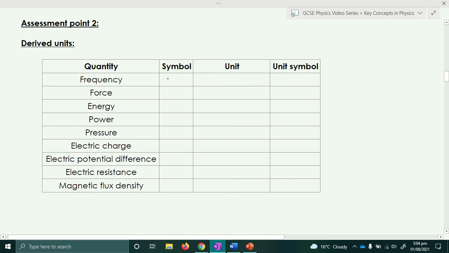So let's fill in all the symbols. So frequency is a lowercase f. Most of these are fairly logical, but you do have to remember if they're upper or lowercase. Force is capital F. Energy is capital E. Power is capital P. Pressure is a lowercase p. Charge, its symbol is Q. A lot of people will tend to put C for that, but it's Q. Potential difference, the symbol is V. Resistance, the symbol is R. And flux density, weirdly enough, the symbol is B.